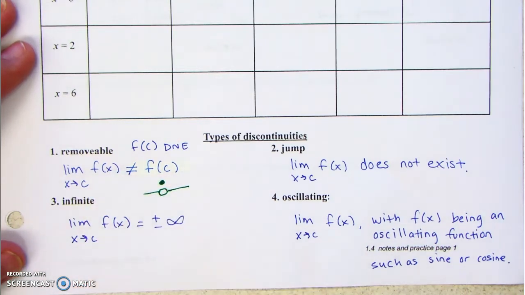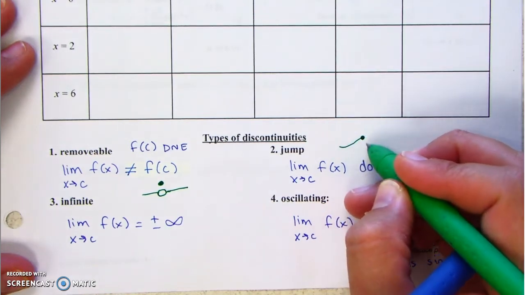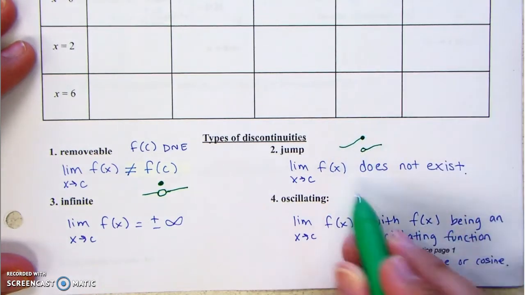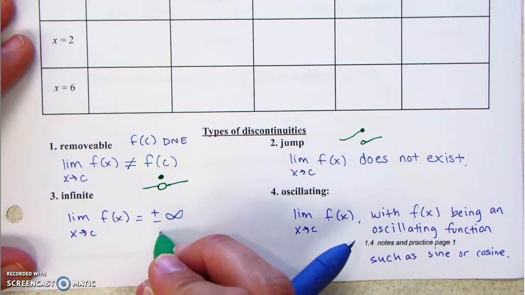Okay? A jump. Well, what does a jump look like on a graph? It's when you have one piece here and another piece here, so the limit does not exist. And you should know that an infinite limit means what? A vertical asymptote.